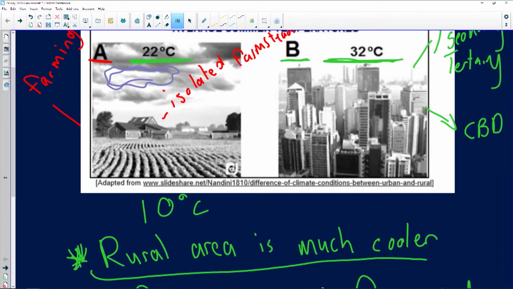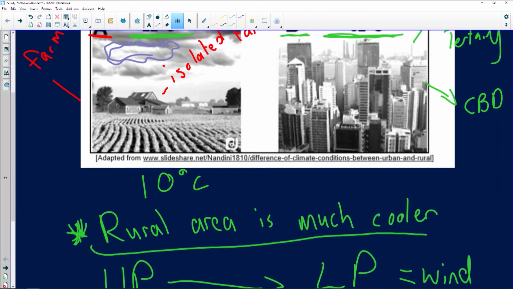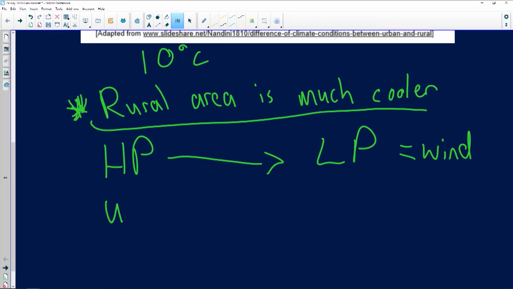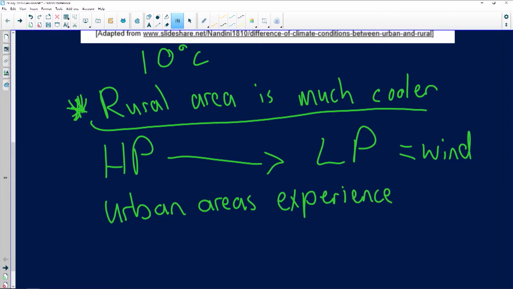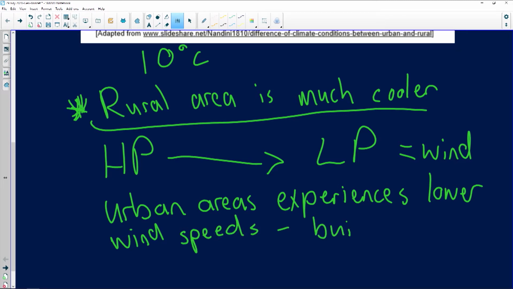So if we go back to our question, will A or B generally experience lower wind speeds? B, the urban area, will experience lower wind speeds. The simple reason for it is because the buildings cause friction.